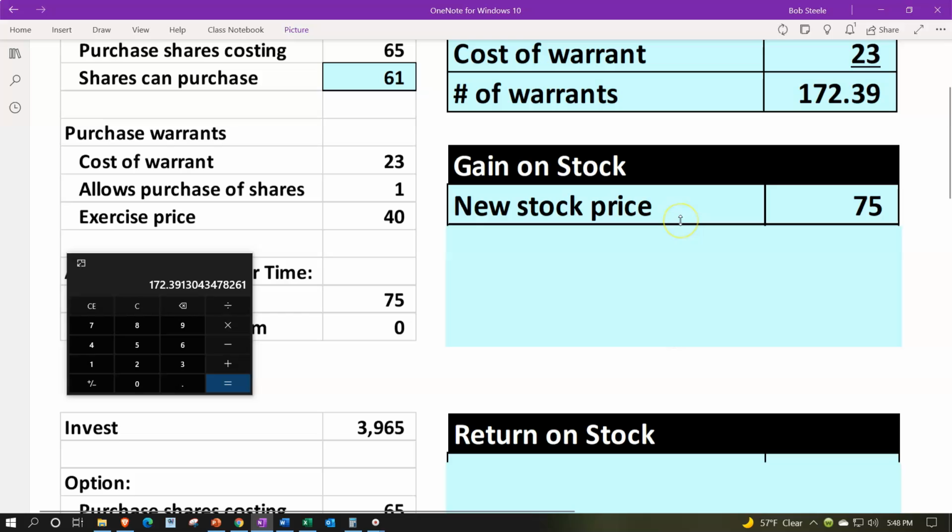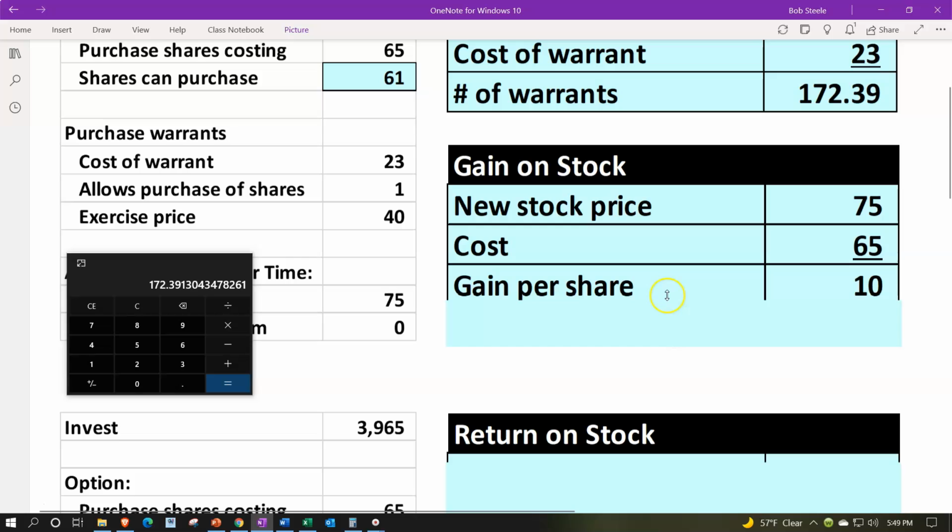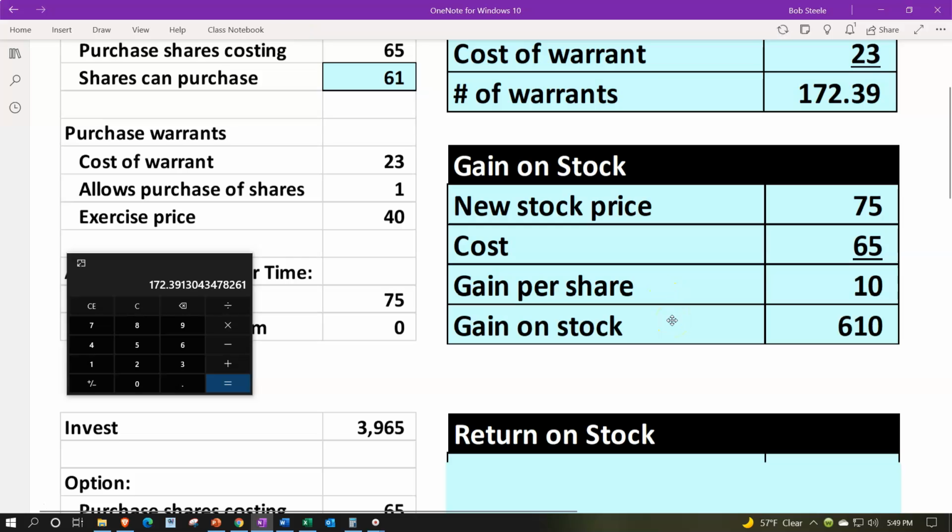So we're then going to consider the gain on the stock, a pretty straightforward calculation. For an individual stock, the new stock price is $75. The cost is $65. So it went up by $10. And then that 10 times the number of shares that we purchased, meaning a gain per share of $10 times the 61 that we purchased, gives us a total gain of $610.